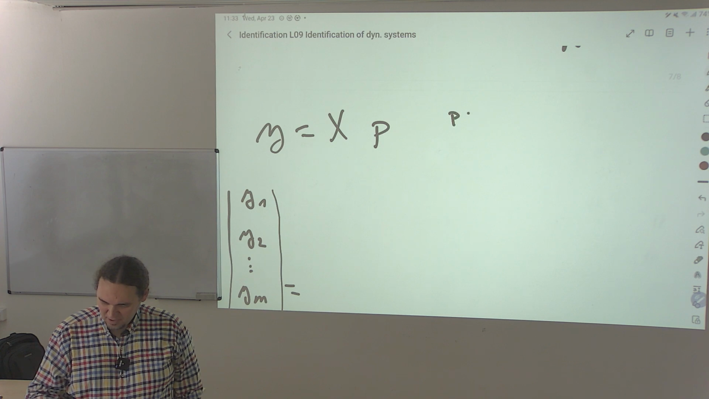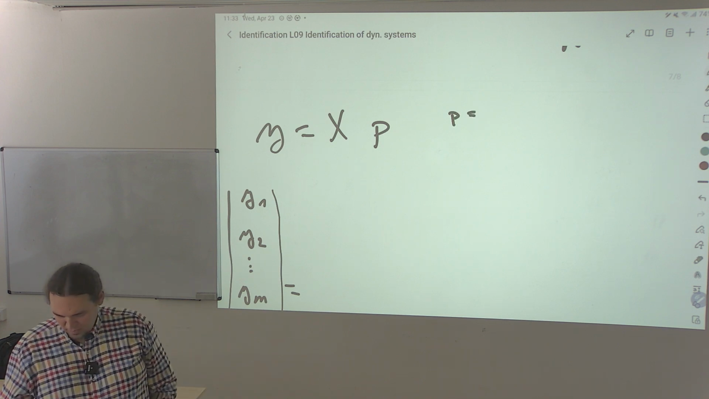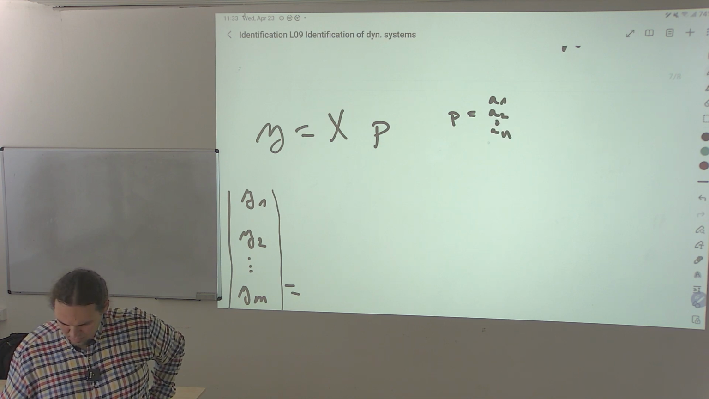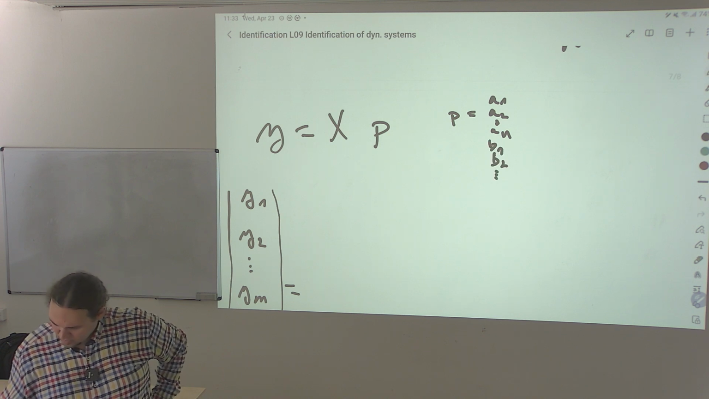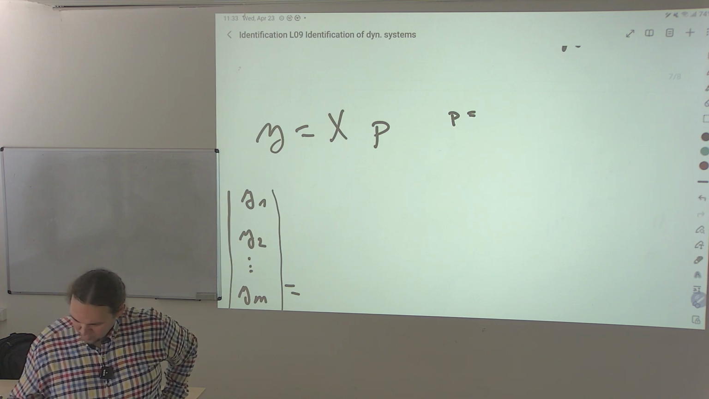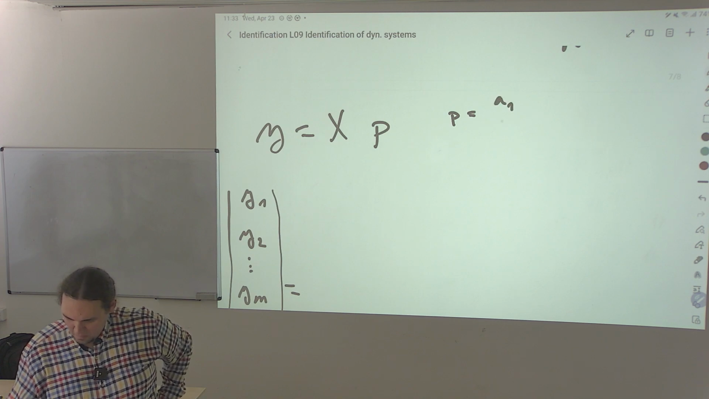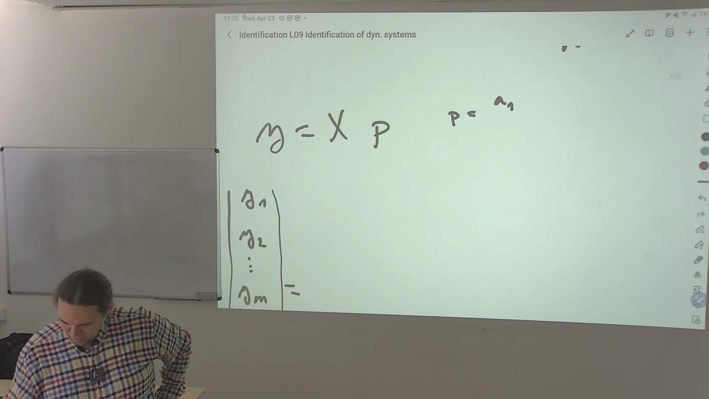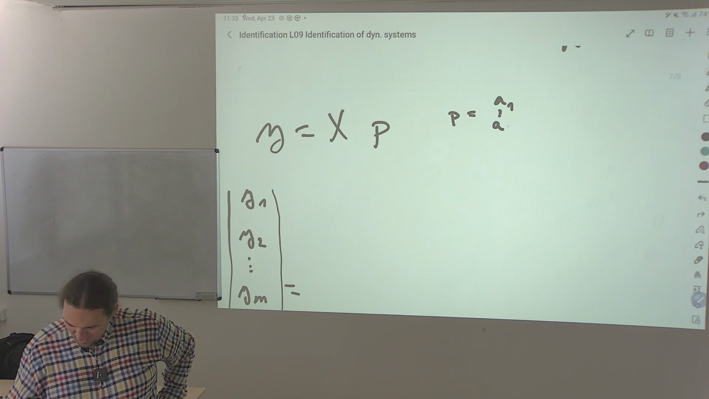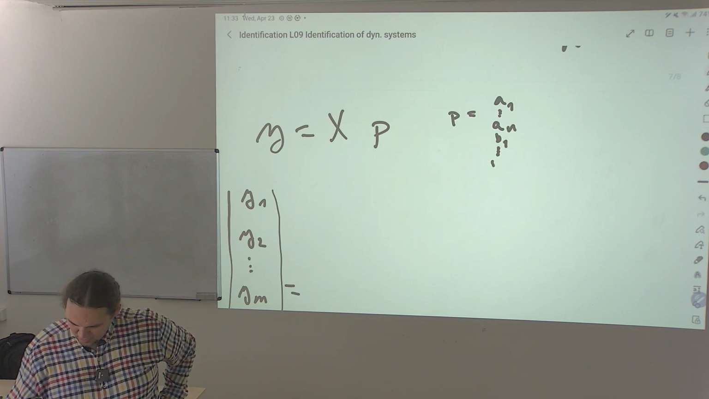Our parameters here depend on how we order them. It's up to us. Let's say it's a1, a2, an, b1, b2. Okay, let's make it more condensed: a1 until an, b1 until bm.